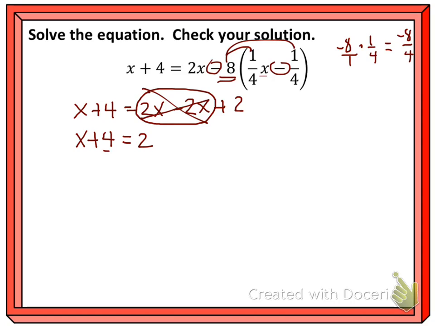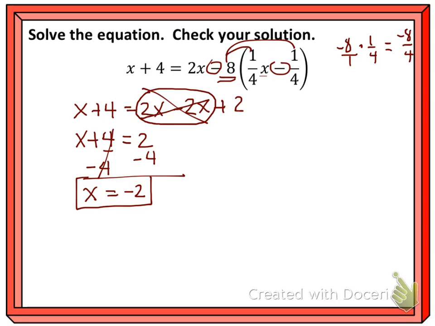And now I just have this 4 here that's bugging me. I've got to get it up to the other side by subtracting. It's adding, so I do the opposite of that. Minus 4, minus 4. These 4's will cancel. Bring down my x is equal to 2 minus 4, which is -2.